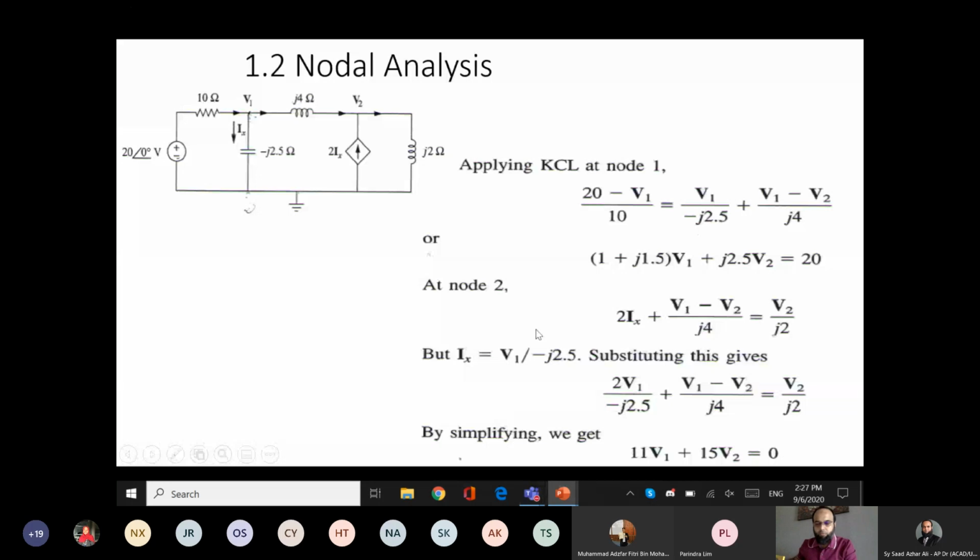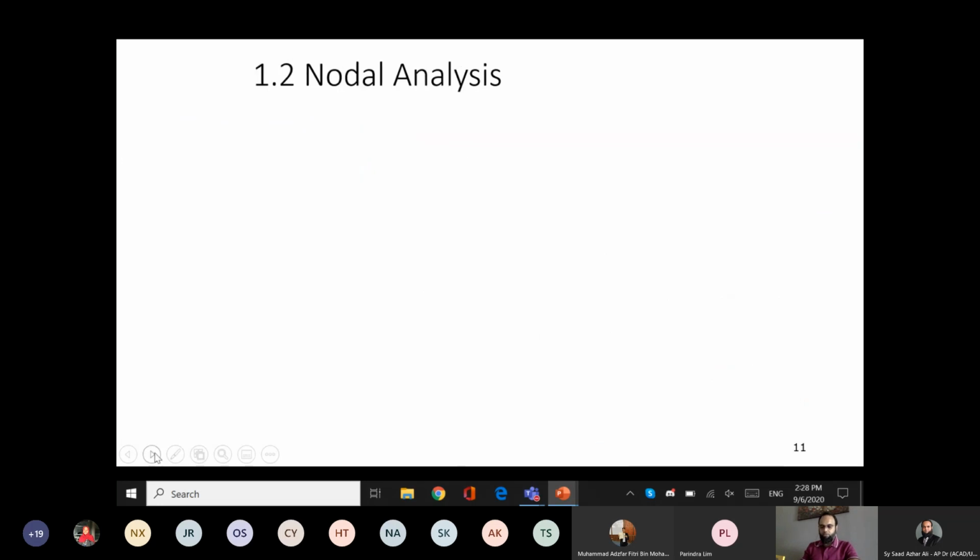Okay, so we simplify this equation to get this equation, and at node 2 we found that we had this equation, and we substitute Ix equal to V1 upon minus j2.5 in this equation to get this. Simplifying, we get this equation. So we have one equation here and one equation as this one. Let me proceed if I can. Okay, good.